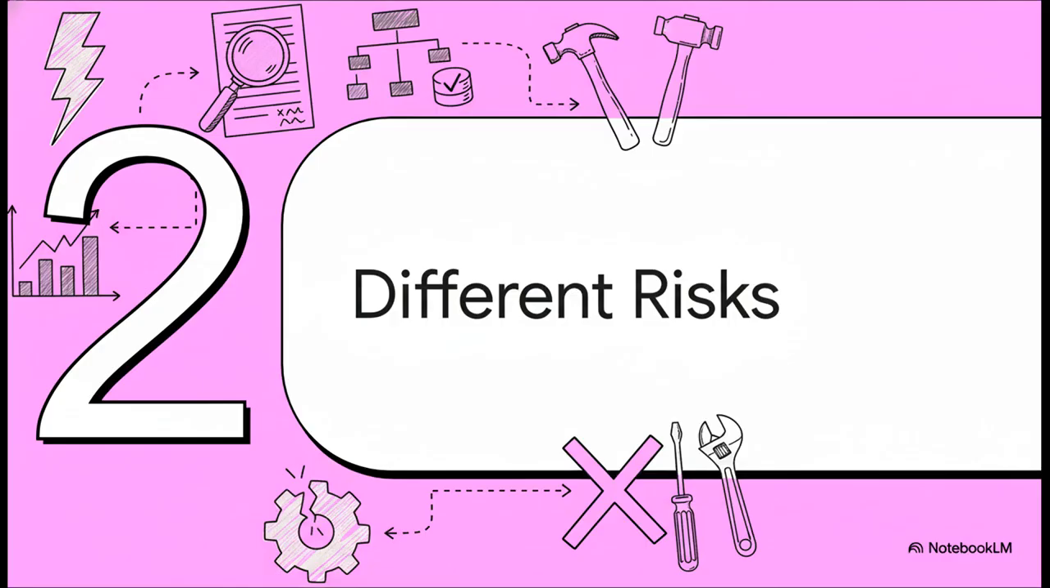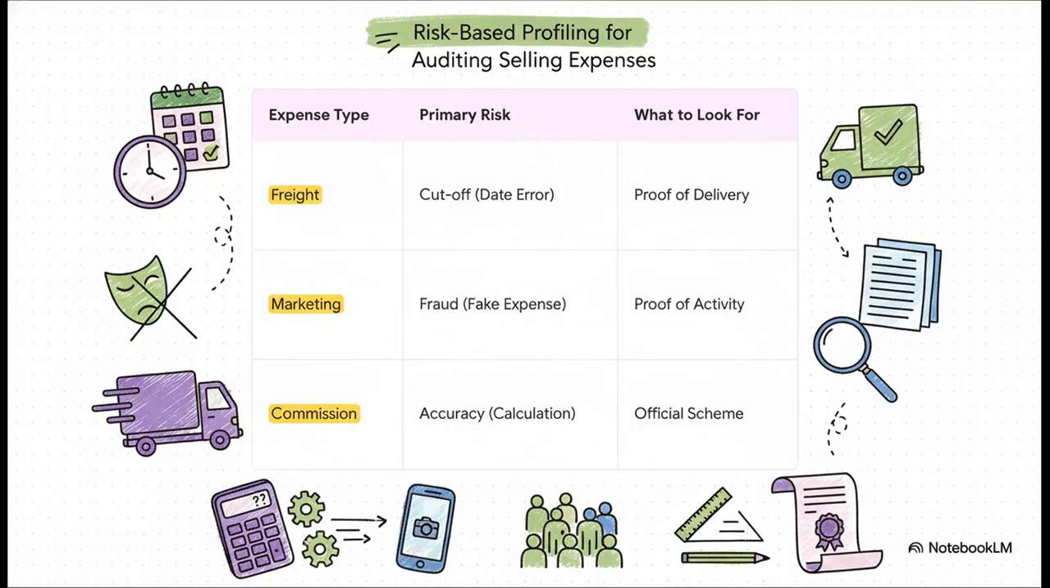Let's get a little more specific here. It just stands to reason, right? If the risks are different, then the rules you use to audit them have to be different too. You just can't use the same tool for every single job. Now just look at this table for a second. It lays out the problem so clearly.